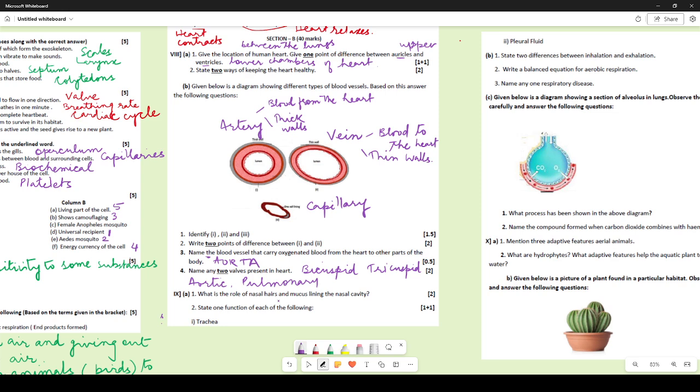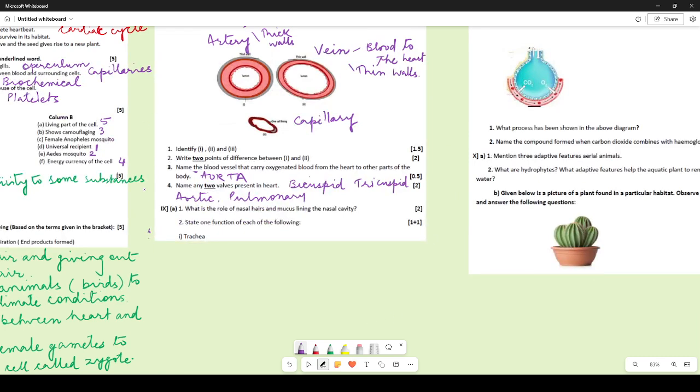What is the role of nasal hairs and mucus lining in the nasal cavity? Question number 9.1. Nasal hair traps dust and small particles that are present in the air, so that clean air goes inside the lungs. Now, for mucus, it is supposed to keep the air moist. So, whatever air is going inside the lungs is moist air.